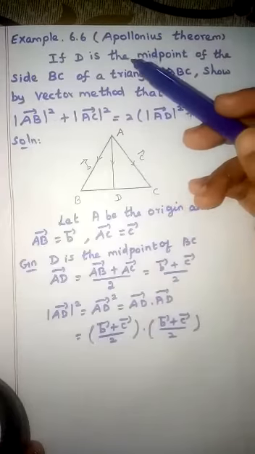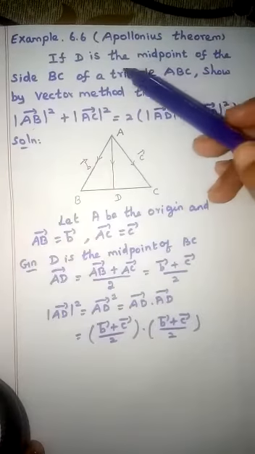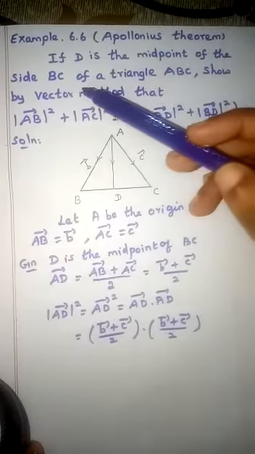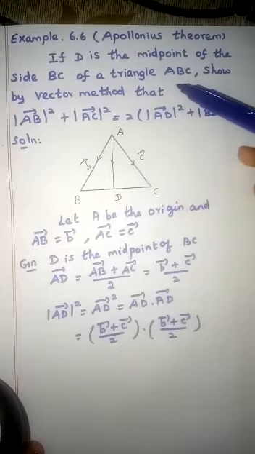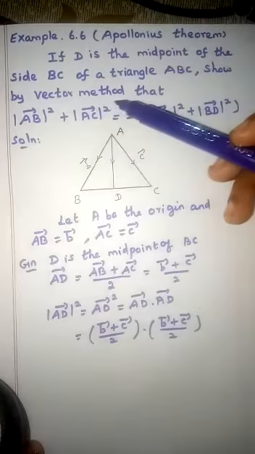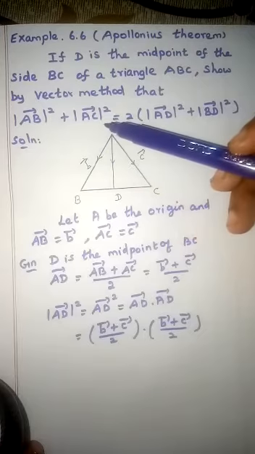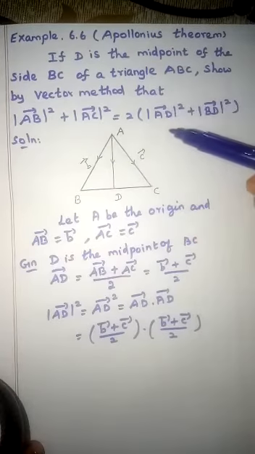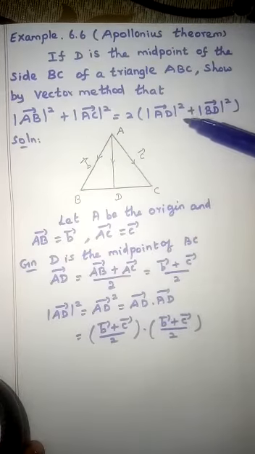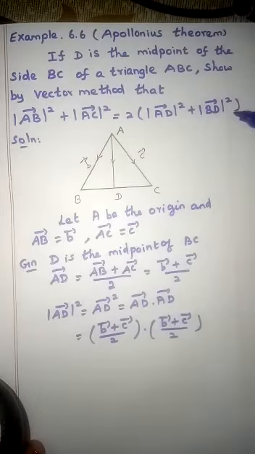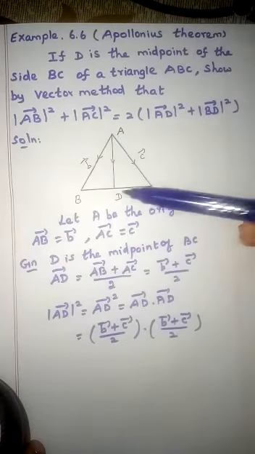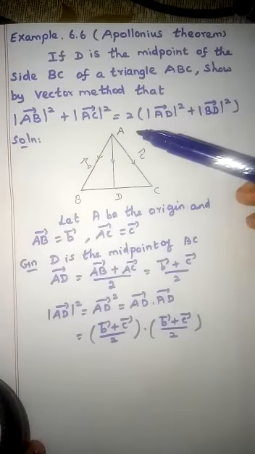Example 6.6, Apollonius theorem. If D is the midpoint of the side BC of a triangle ABC, show by vector method that |AB|² + |AC|² = 2(|AD|² + |BD|²). So take a triangle first. You can take A as the origin.